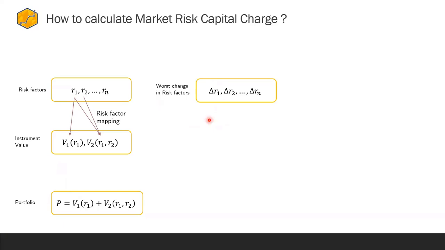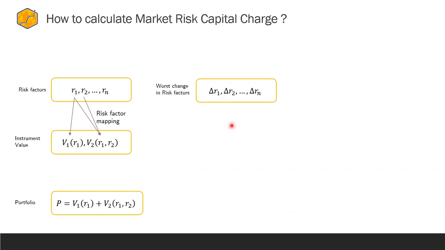Correct? So the first step would be to estimate the worst change in the risk factor. So there is a stock. Tomorrow, what will be the worst possible fall in that stock price? It depends on your position, whether you have a long position or short position; accordingly, the direction of change you would be interested in would be different. But ultimately, I want to measure the worst possible change in the risk factor. How do we estimate this?